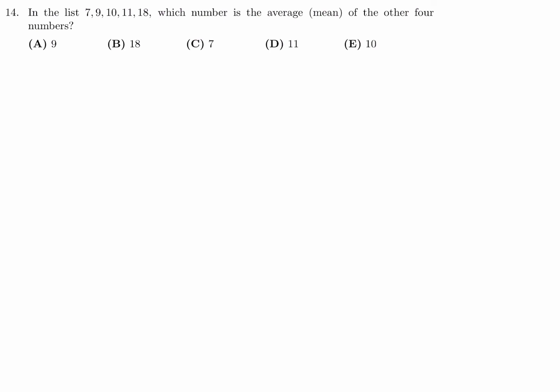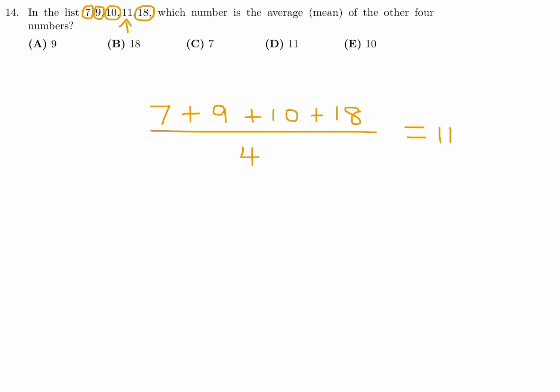In the list 7, 9, 10, 11, 18, which number is the average of the other 4 numbers? So you just got to fiddle around with this. There's no science here. And when you do, you find that if you take those 4 numbers, 7, 9, 10, and 18, and then take their average, you get 11, which is the other number. So it satisfies the question of which number is the average of the other 4, and that number is 11. So number 14, the answer is D.